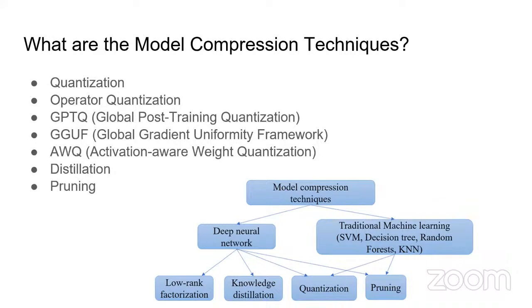Then there is distillation. Here we are using a smaller model, the student model, which learns to mimic a larger model, the teacher model. We want to achieve a performance similar to the teacher with lesser complexity. Then there is pruning. This technique removes less efficient parts of the model, resulting in a leaner structure without sacrificing too much accuracy.